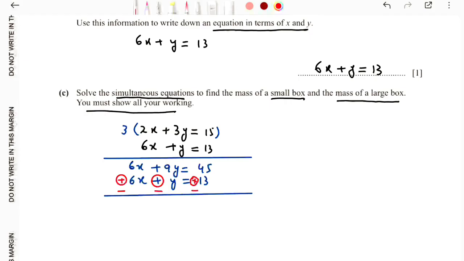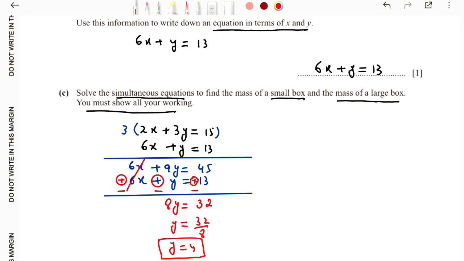Now this would be cancelled out. So 9y minus y is equal to 8y is equal to 45 minus 13 would be 32. So the value of y would be 32 divided by 8. It will be 4. This would be the answer for y.